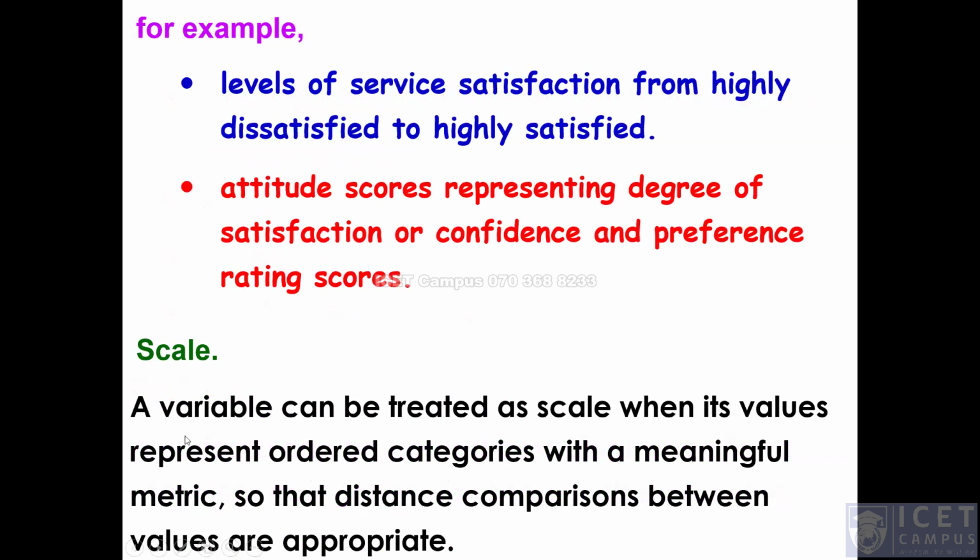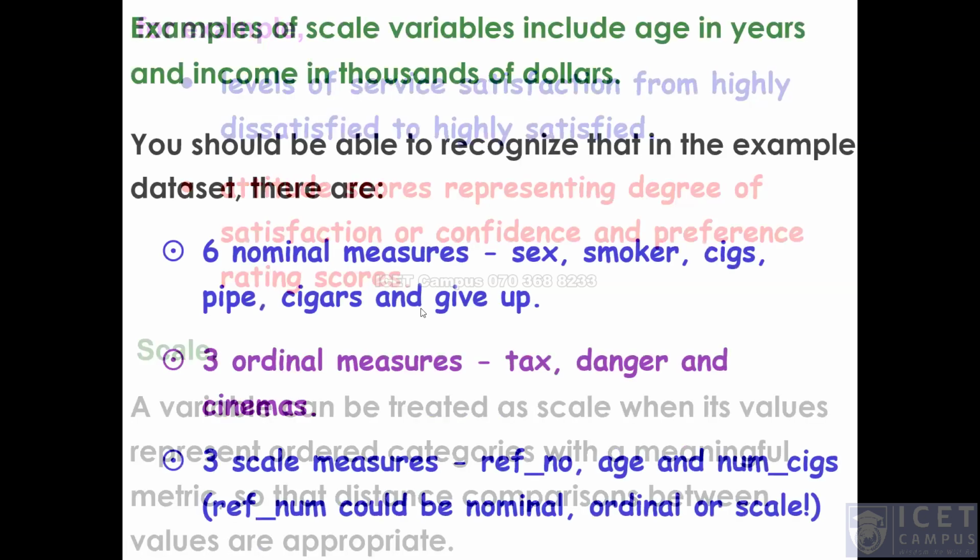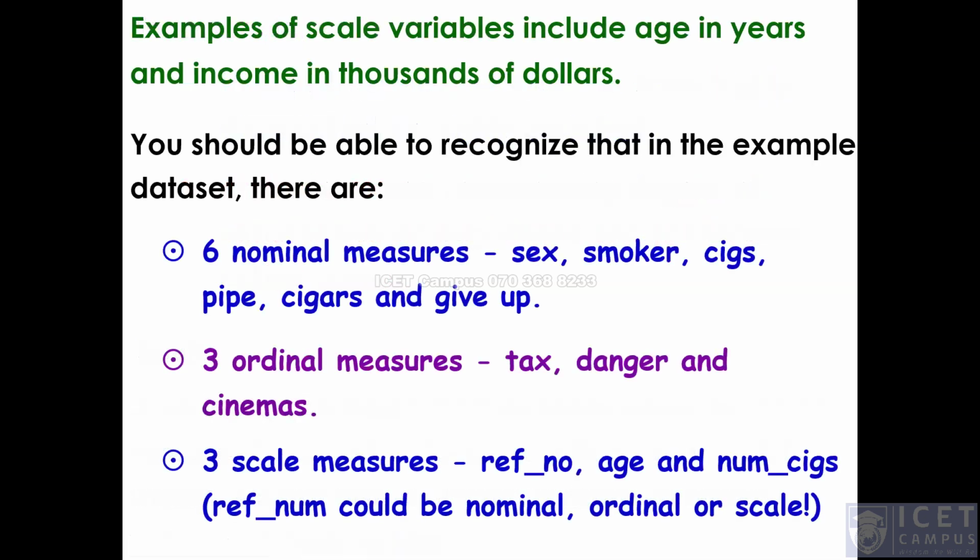Scale measurements. A variable can be treated as a scale when its values represent ordered categories with a meaningful metric, so distance comparisons between values are appropriate. So numbers, then age, height, weight. Students' marks also come under scale measurements. Examples of scale variables include age in years and income in thousands of dollars. You should be able to recognize that in the example data set.